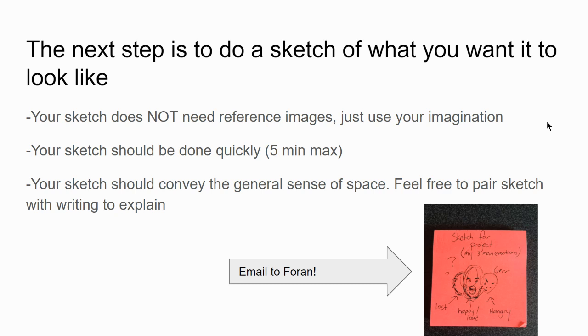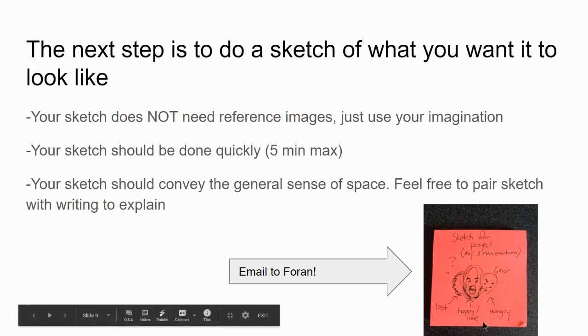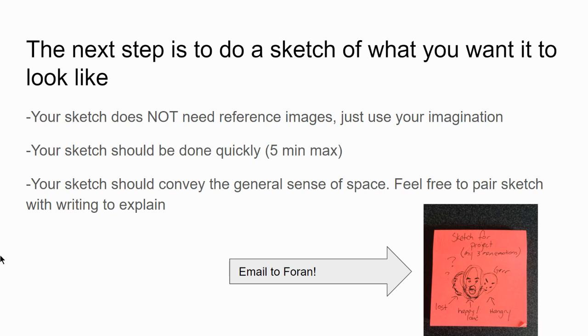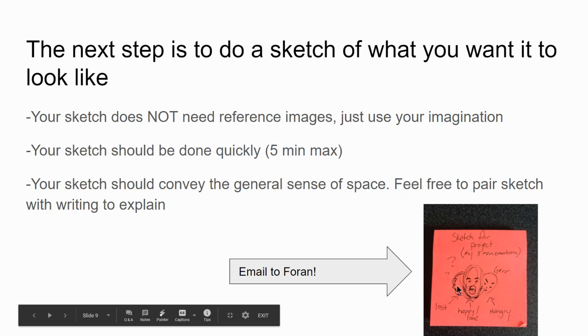This next step is going to be getting you started on the project on the right foot. The first thing we need to do is called a thumbnail sketch. And there's an example at the bottom here. So your sketch does not need a reference image, right? We're just doing this really quickly. Use your imagination. Doesn't need to be perfect, doesn't need to be pretty. Your sketch should be done quickly, take 5 minutes. And your sketch should convey a general sense of space. Feel free to pair it with writing. So if we're looking here, we have 3 faces, and I'm just writing down the words of what I want it to be and a summary.